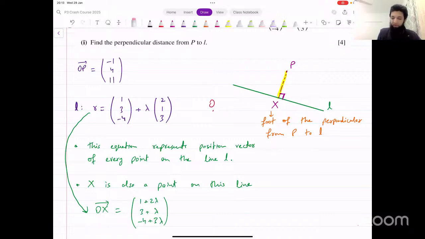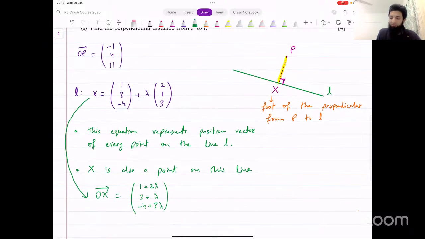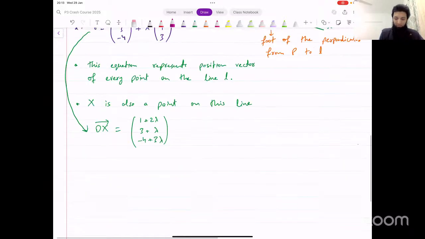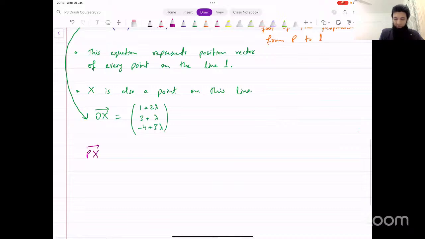We want to find Px first of all, because Px vector should be perpendicular to the line, okay? And that is what we can use to find the value of lambda. How can we find the vector Px now? What is Px going to be? Px is equal to OX minus OP, right?